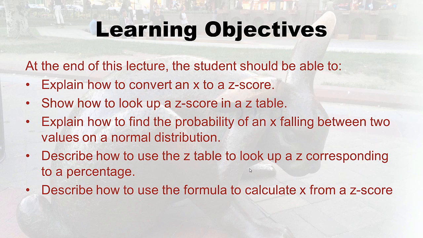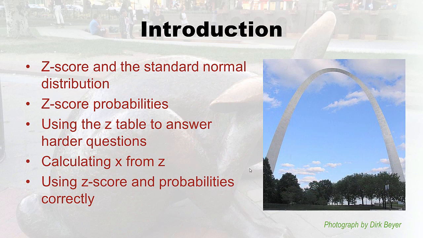I decided to mush these two chapters together because I thought they actually kind of belong together. I didn't really understand why they were separated. So at the end of this lecture, you should be able to explain how to convert an X to a Z-score, show how to look up a Z-score in a Z-table, explain how to find the probability of an x falling between two values on a normal distribution, describe how to use the z-table to look up a z corresponding to a percentage, and describe how to use the formula to calculate x from a z-score. Well, that sounds like a lot, but you'll understand it at the end of this lecture.